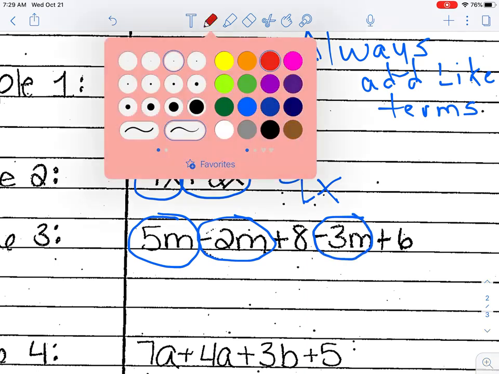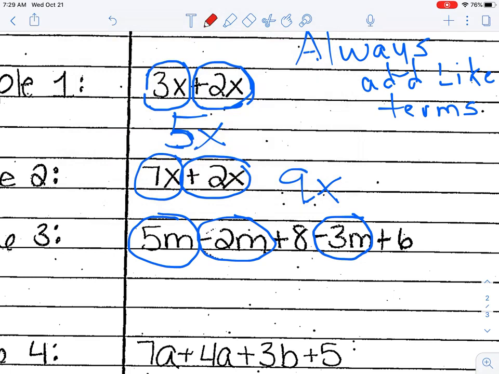Now, I'm going to change colors, and because the 8 and the 6 are constants, they have no variables, they are also like terms. I am going to box those with their sign before it. So I have a positive 8 and a positive 6. That means I'm going to add the same shapes or the same colors. So 8 plus 6 is 14, and that's positive 14. So I'm going to add 14.